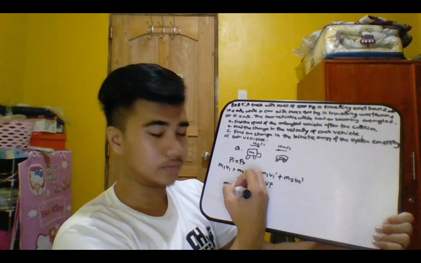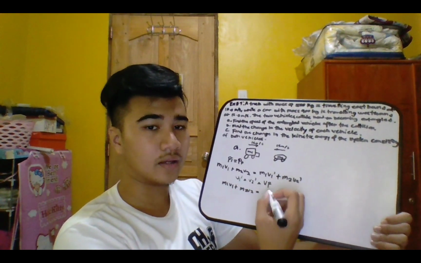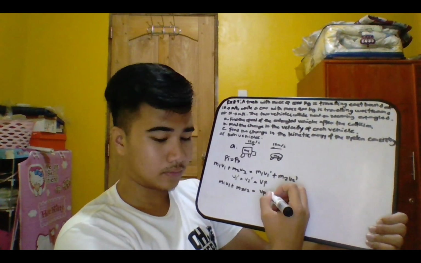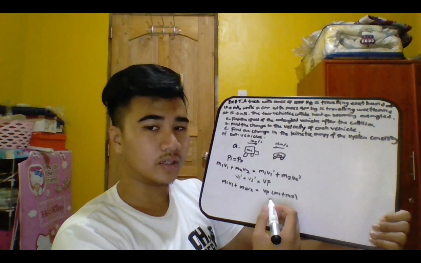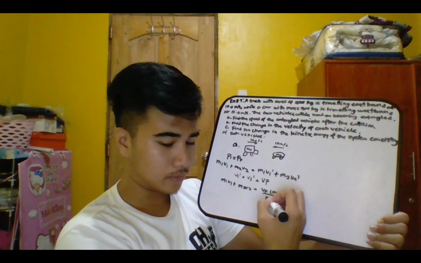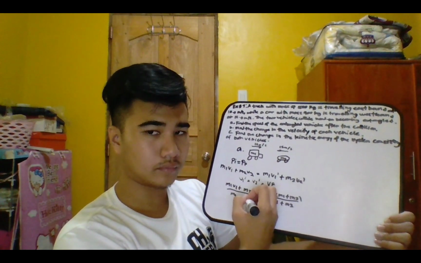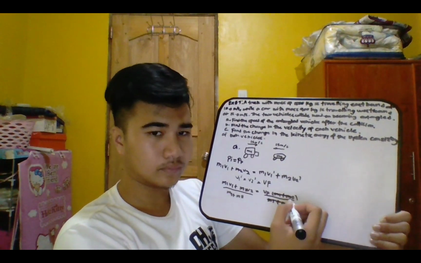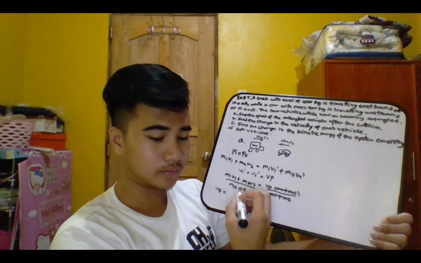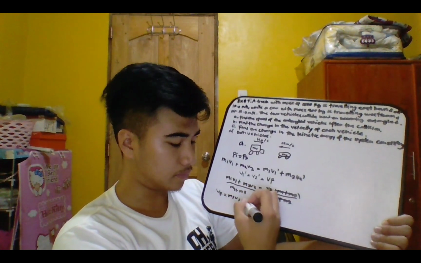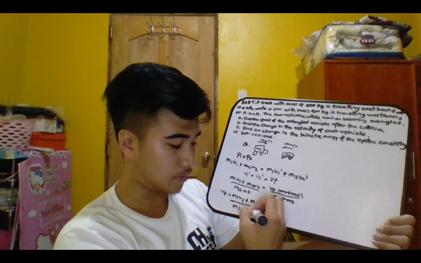m1 v1 plus m2 v2, since the final velocities are equal, we can factor it out: final velocity times m1 plus m2. What we need to solve for is their final velocity. We divide both sides by m1 plus m2, and they cancel. So the final velocity is equal to m1 v1 plus m2 v2 over m1 plus m2.